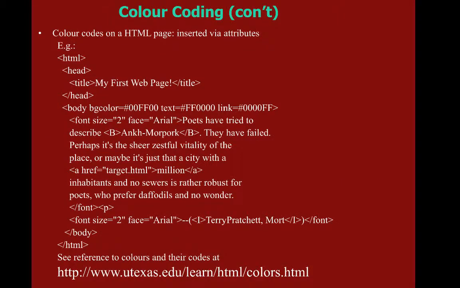Here's an example of color code being used: BG color, text, and link. You can see the different colors being used.